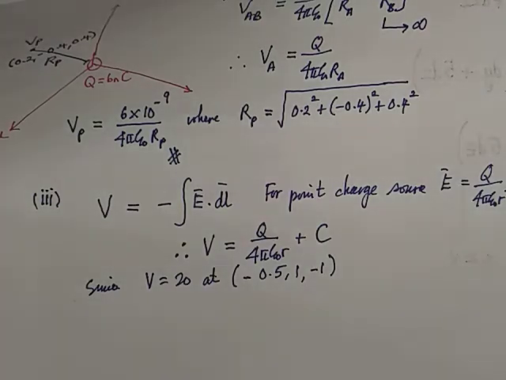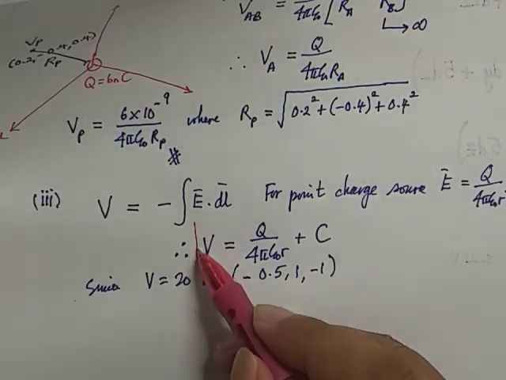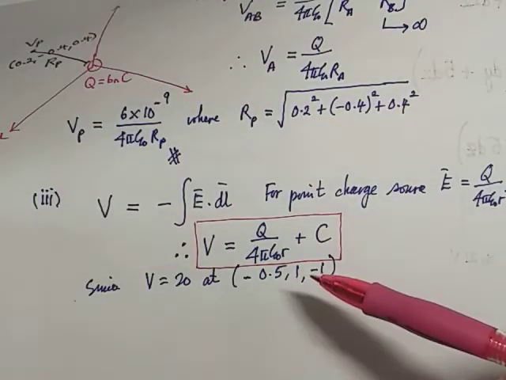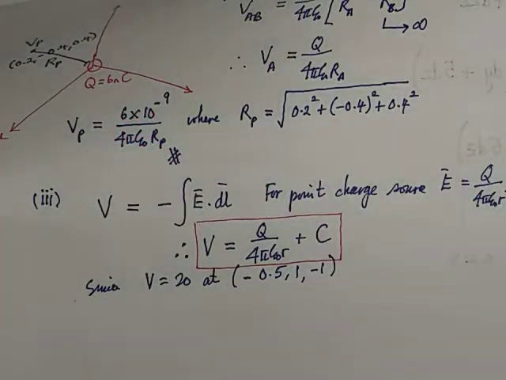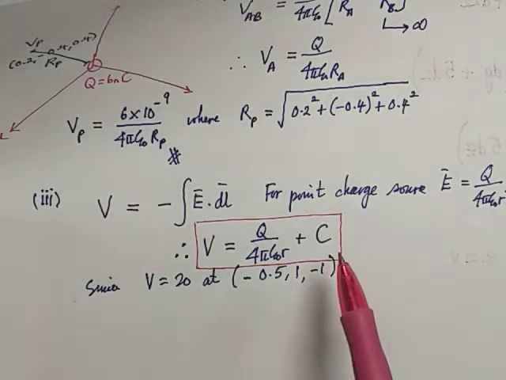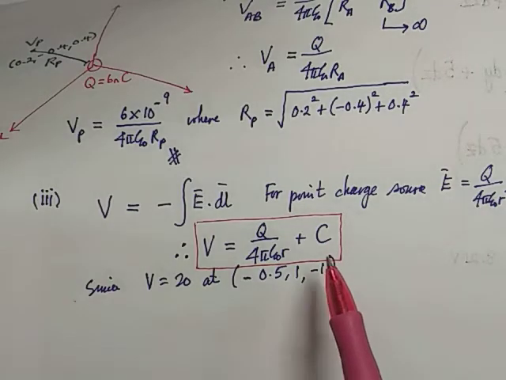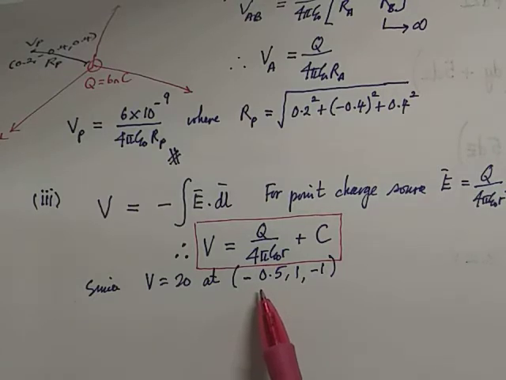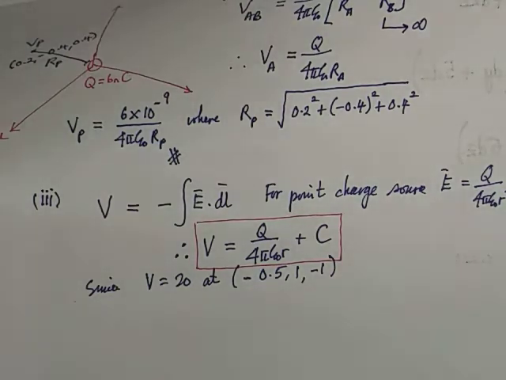So remember this potential is true for a point charge, and we know the point charge is located at the origin. Okay, and then the reference given here is 20 at this position. So what we can do now is use this particular equation to determine the constant, so that we are linking the general solution to take into consideration the reference of the problem, which is 20 at this position.